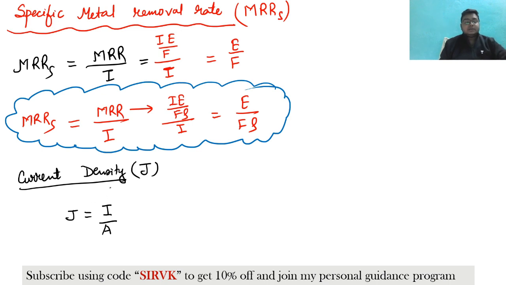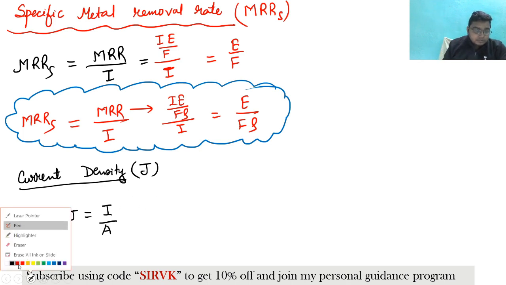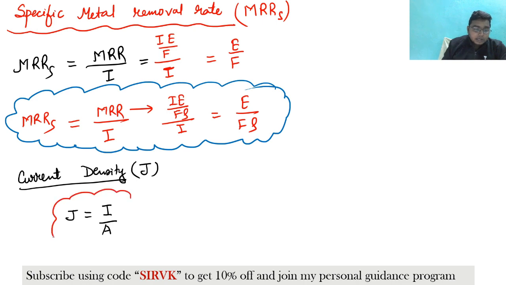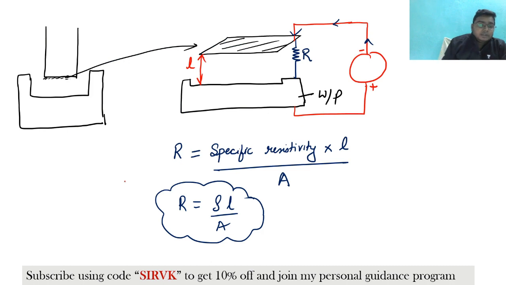So J is equal to I by A. Now if you could plug in these figures, just remember that current density is I by A. Now I have explained that there is a servo mechanism associated with the tool, and due to this there will be an electrode feed. Due to this the continuous feed will be happening, so there is a terminology known as electrode feed rate.